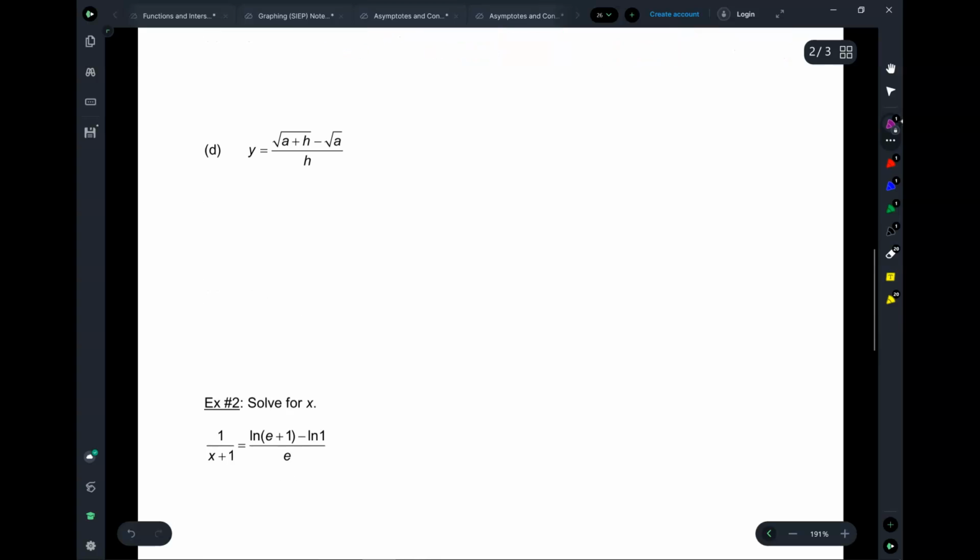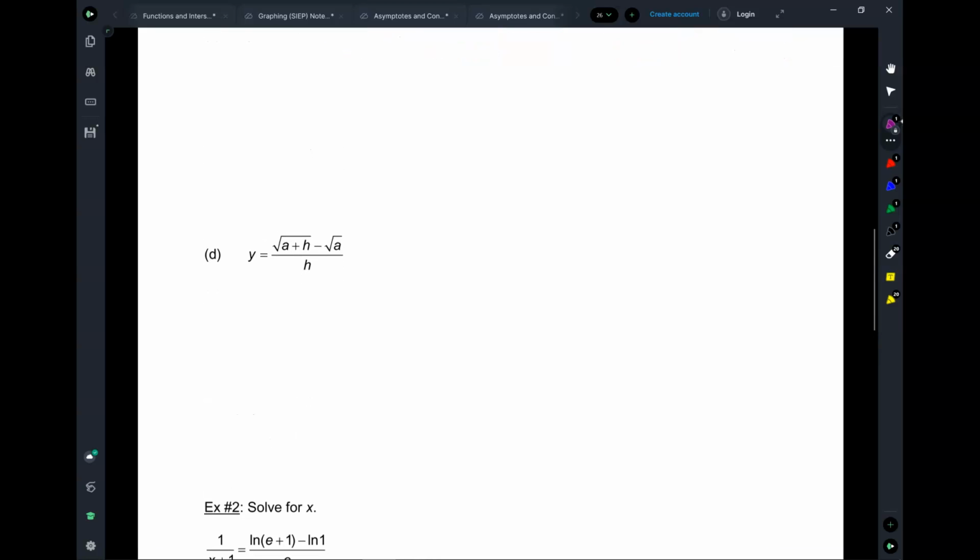Do the, what's it called? The opposite, like the multiply by the, I don't know what it's called, conjugate. The conjugate. So you have to rationalize, right? So you have to rationalize and multiply by the conjugate. Okay, so we're going to multiply. And what is the conjugate here? Root a plus h plus root a. Right, over the same thing.